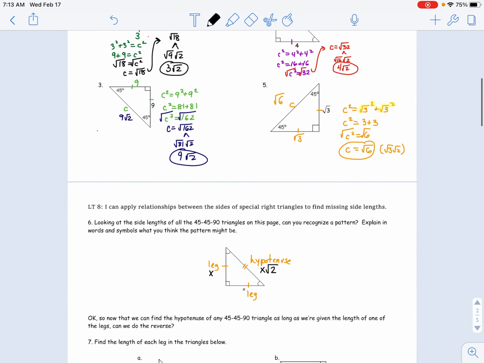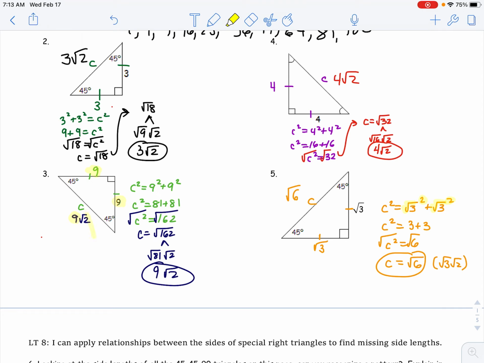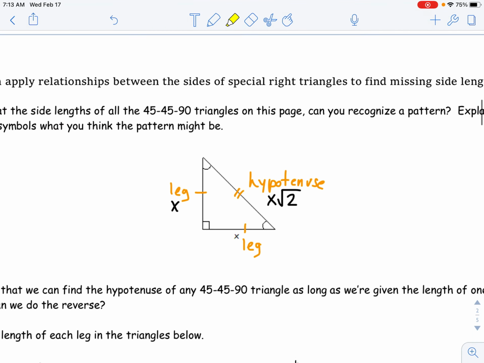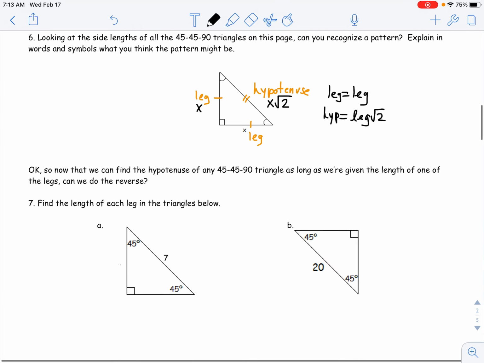And if you noticed above, let's just look at number 3. Well, legs were 9, hypotenuse was 9 radical 2. 3, 3, hypotenuse was 3 radical 2. 4, 4, 4 radical 2. Even in this other one, radical 3, radical 3, we got radical 6, which is also just radical 3, radical 2. So we can write it also like this, where leg equals leg, and hypotenuse, I'm just going to write hype, equals the leg times radical 2. All right, so that's that. That's the pattern.